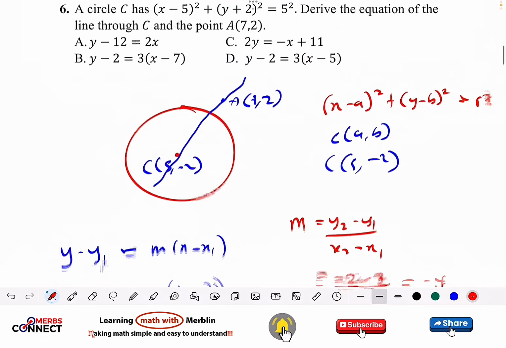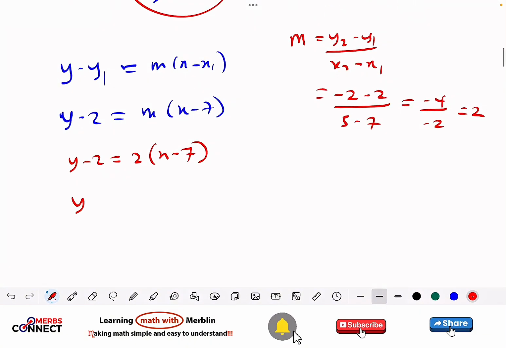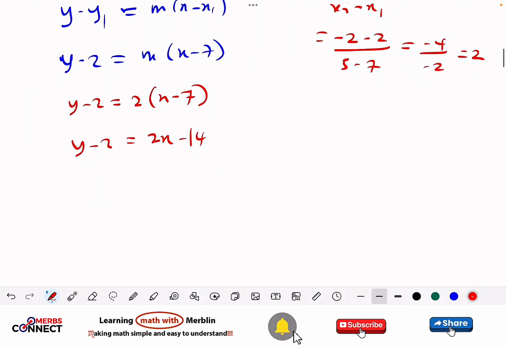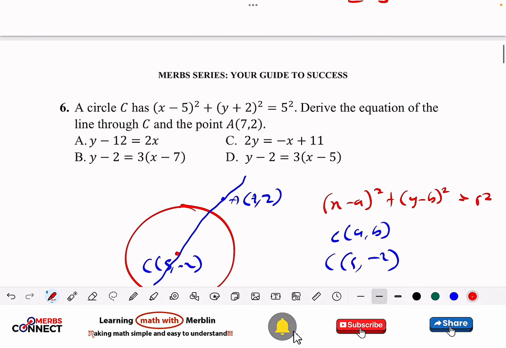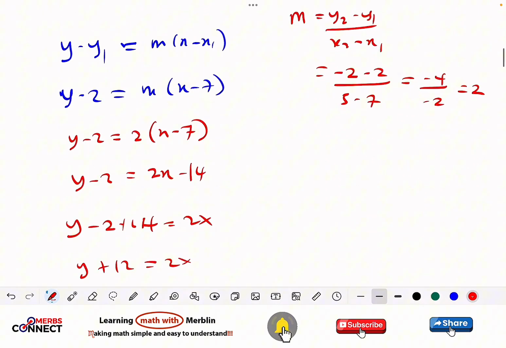So let's check if the answer is there. Okay, let's simplify and see. y minus 2 is equal to 2x minus 14. So move this one to this side. We are going to have y minus 2 plus 14 equals 2x, so y plus 12 is equal to 2x. And we have this one. Oh, is that true? It's supposed to be minus.